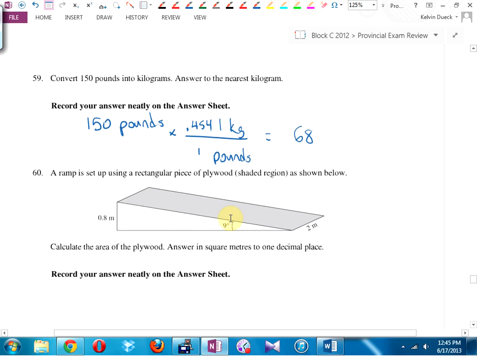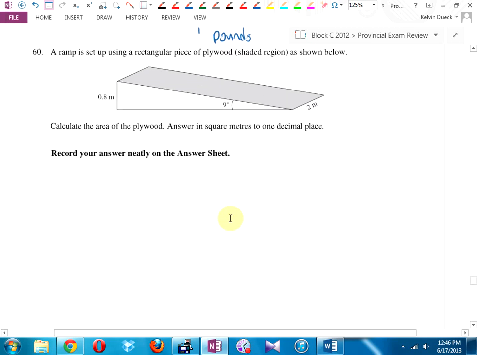Last one. You think the last question would be an easy walk in the park, or you think it'll be nasty? I think it'll be pretty difficult. So let's see. It says this. In other words, I'm expecting this one to be a little outside of the box. I'll deal with it. A ramp is set up using a rectangular piece of wood as shown below.